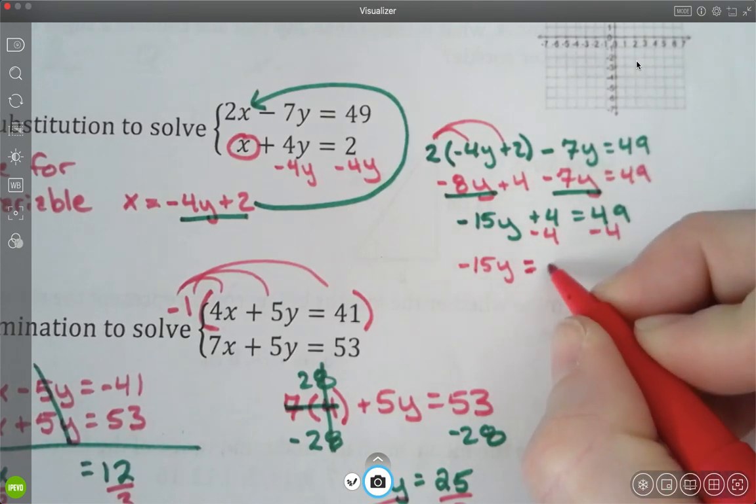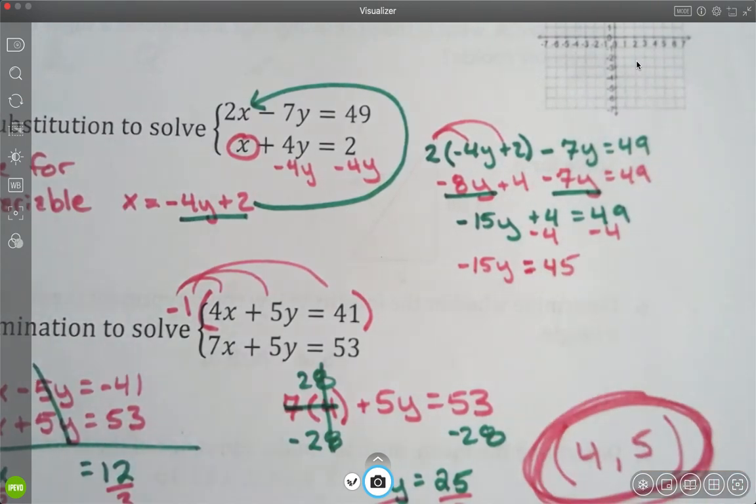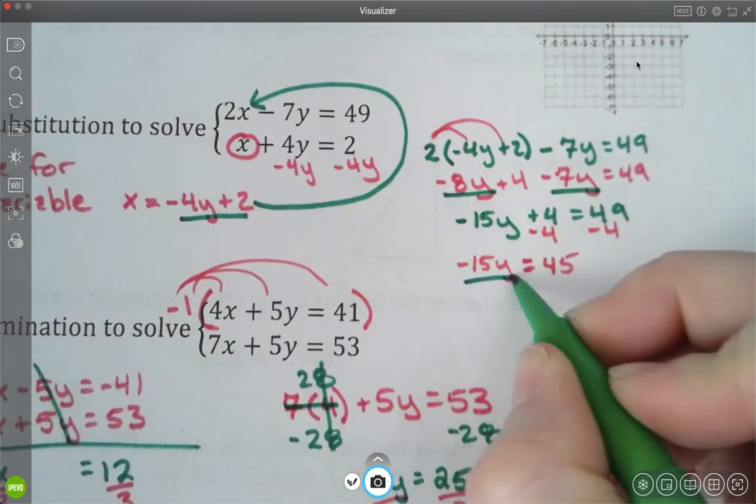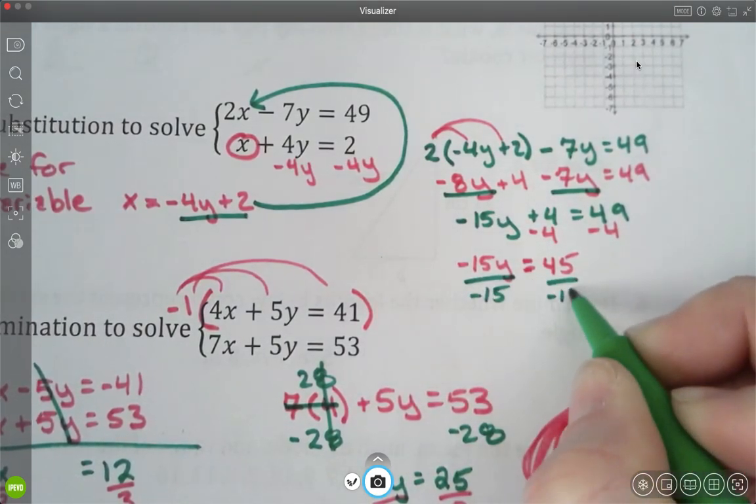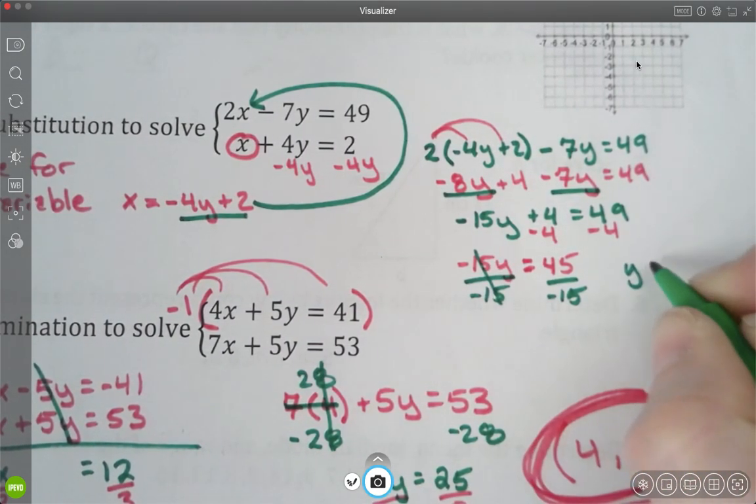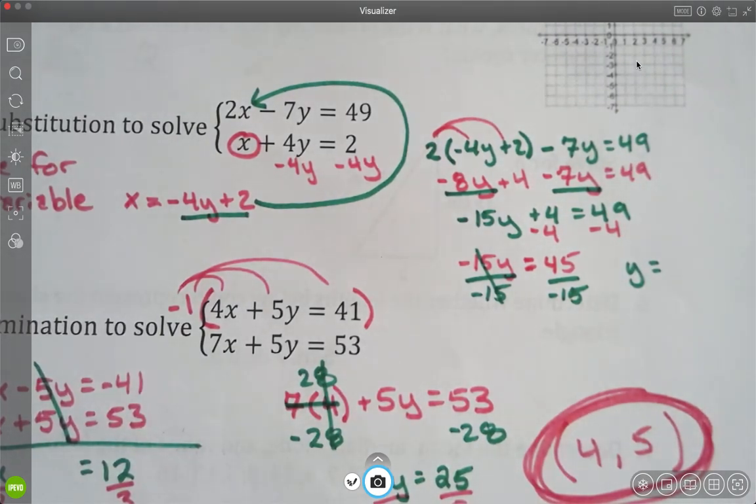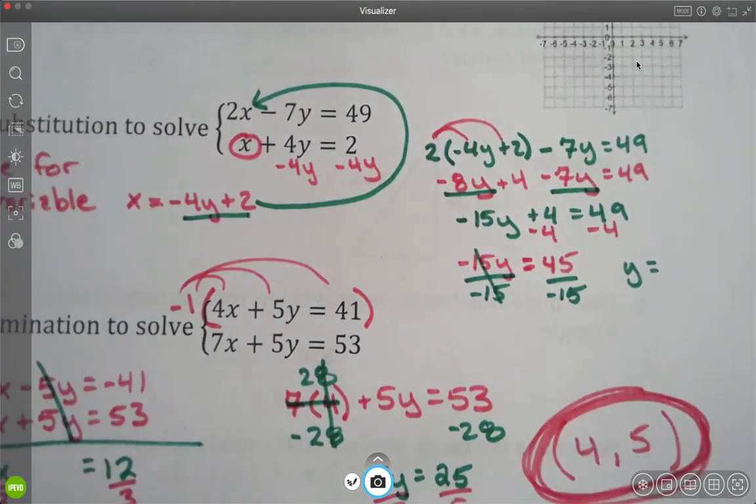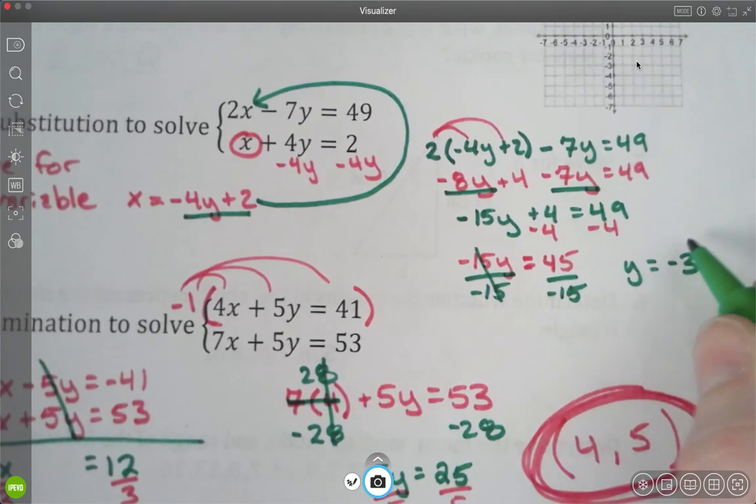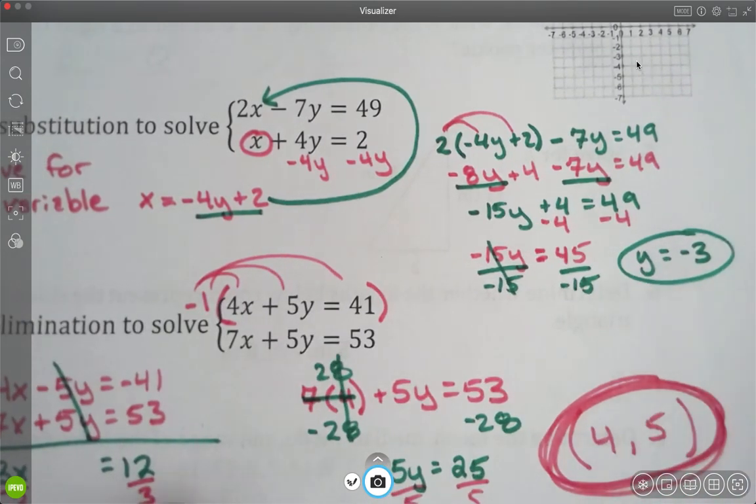45. Okay, divide by negative 15. Y is something. 3. Kinda. Negative 3. There we go. So y is negative 3. All right, now plug it back in.